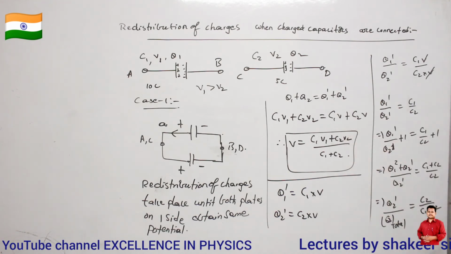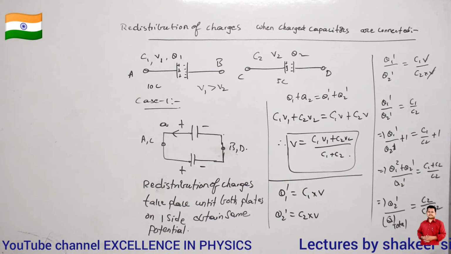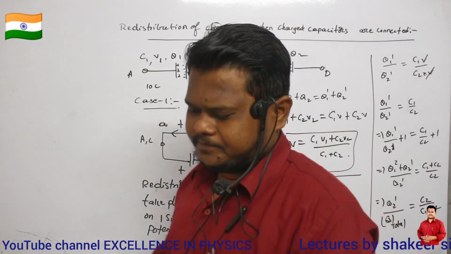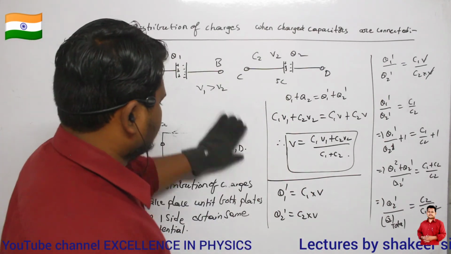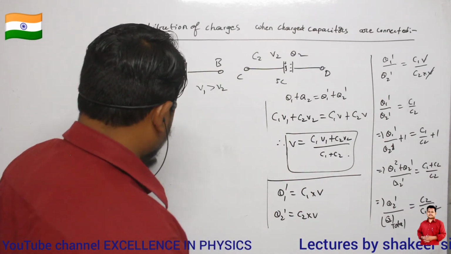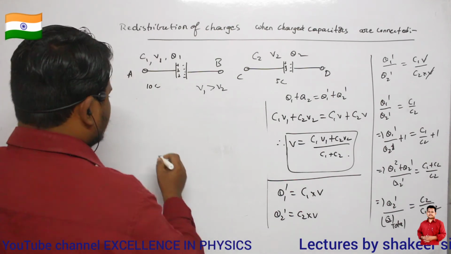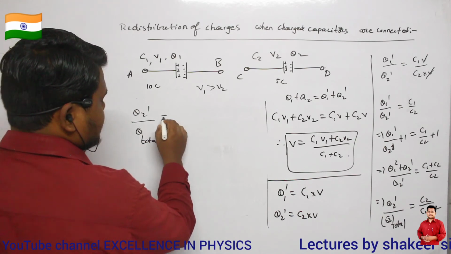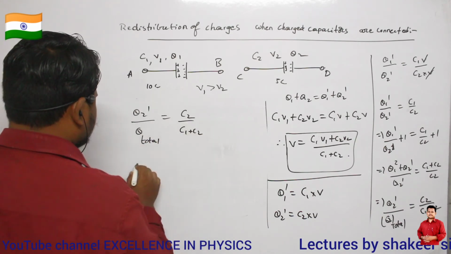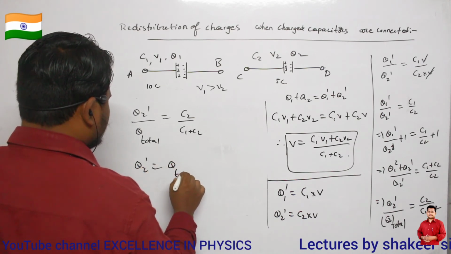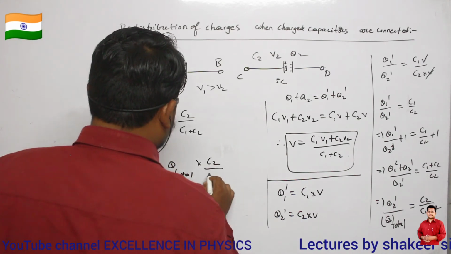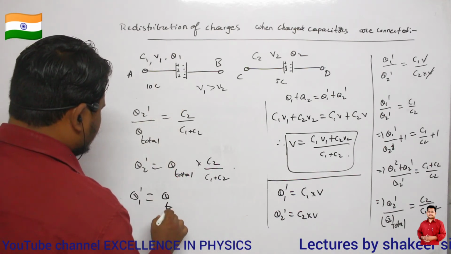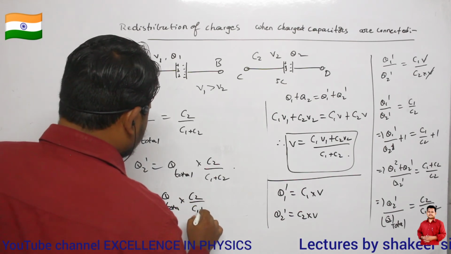I will rub this board. So what happened? I got Q2 dash divided by total charge is equal to C2 divided by C1 plus C2. So Q2 dash is Q total into C2 divided by C1 plus C2. Similarly, I can calculate Q1 dash also, equal to Q total multiplied by C1 divided by C1 plus C2.